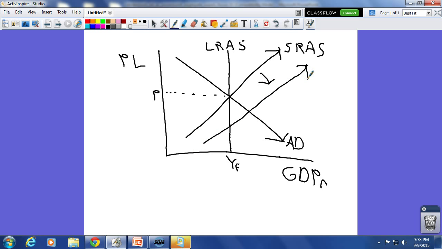From SRAS to SRAS1. And now we have our new equilibrium where aggregate demand meets SRAS1. We have our new equilibrium price level, which we'll call P1, and our new equilibrium output, which we will call Y1.